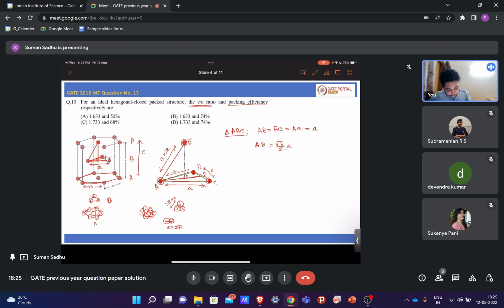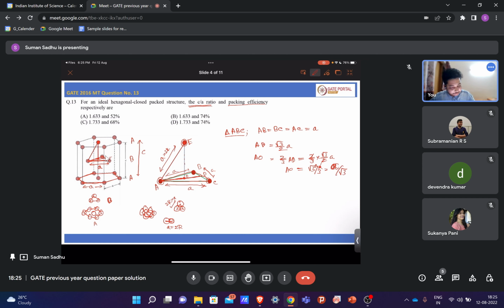Now this AO is basically 2/3 of AD. So 2/3 of AD means 2/3 into √3 by 2 a. So AO is √3 a by 3, which is a by √3. So AO is a by √3.